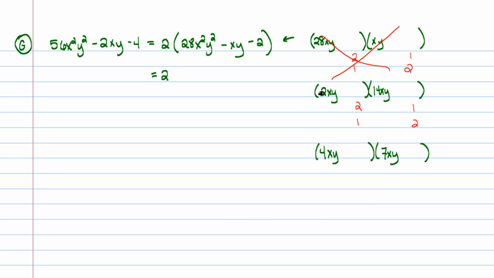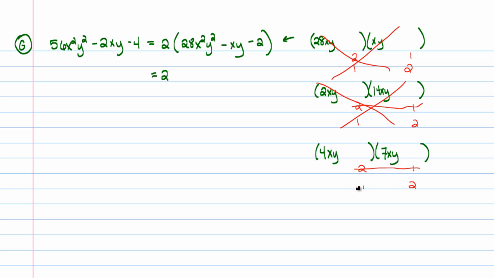Second group, 2 times 1 and 2 times 14. That'll be 2 and 28. No way that'll work. 2 times 2 is 4, 1 times 14 is 14. So we have 4 and 14. No way that's going to combine to become a negative 1. So it's probably the one down here, 4xy and 7xy. 4 times 1 is 4, 2 times 7 is 14, so 4 and 14, no, there's no way you're going to get to a negative 1, so that's out of the question.